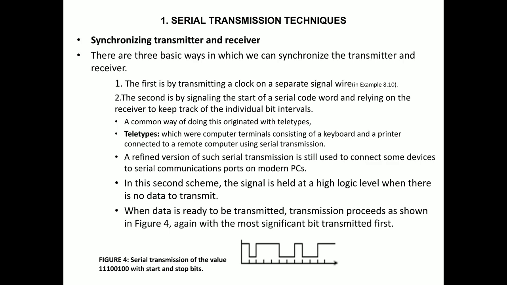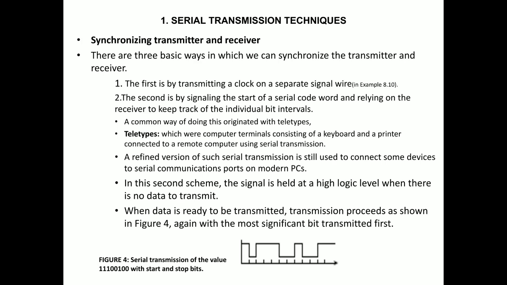Next is how to achieve synchronization between the transmitter and receiver. The first way is transmitting a clock on a separate signal. The issue arises because we have the same clock signal for the transmitter and receiver. When this clock signal reaches the transmitter and receiver at different times, wrong data gets transferred. To avoid this, we avoid using a common clock signal. We use a separate clock signal for the transmitter and a separate clock signal for the receiver.